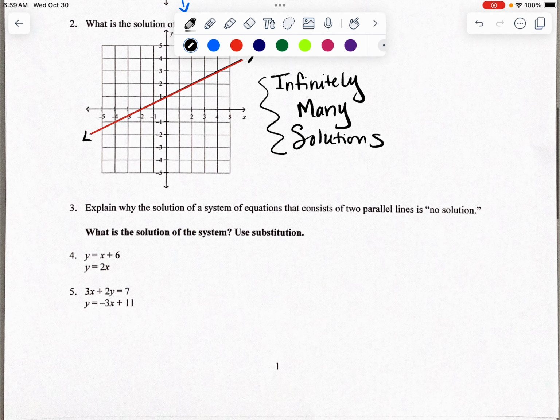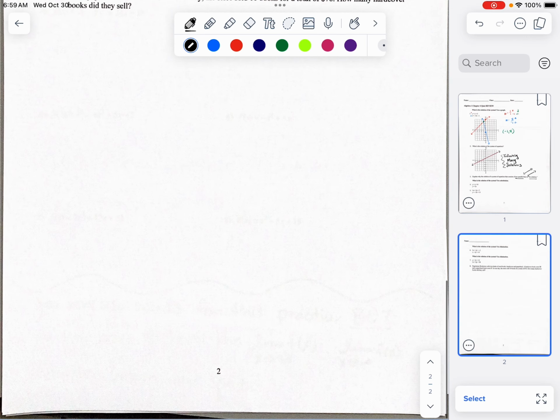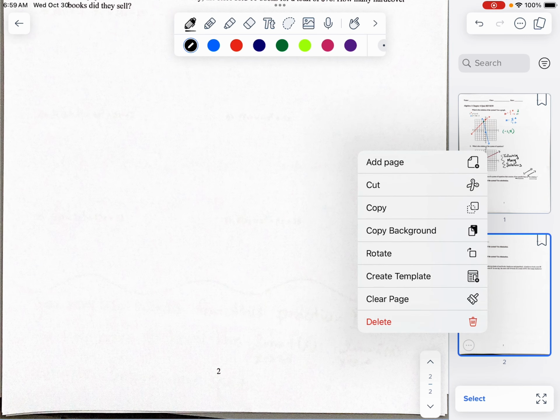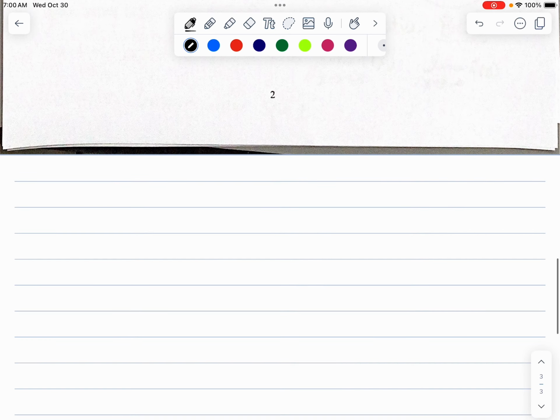Number 3, it says explain why the solution of the system of two parallel lines is no solution. So kind of conversely to number 2, we know that 2 parallel lines obviously are never going to touch each other, and therefore no intersection means that there wouldn't be an answer, or no solution. All right, numbers 4 and 5, you're asked to do those using substitution. I'm going to come down here and do these on, let me add a piece of paper. There we go. I'm going to do these on my paper so that we can see the work neatly.